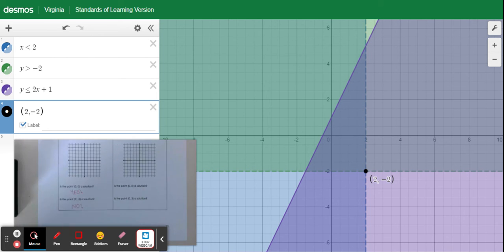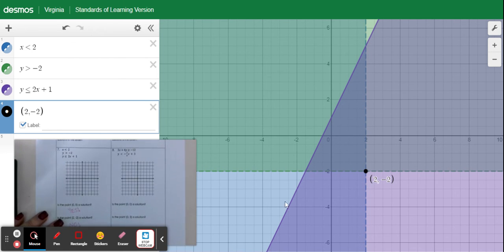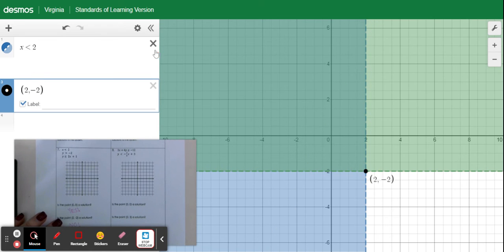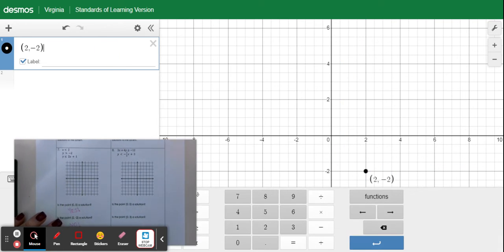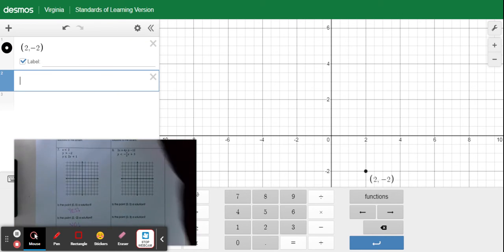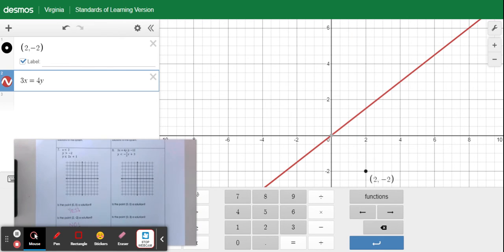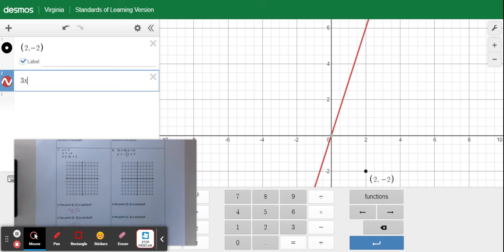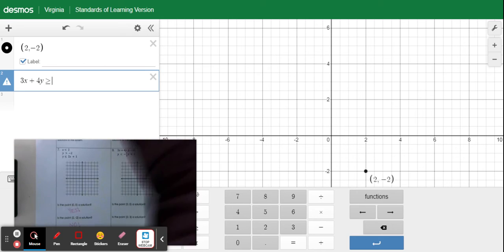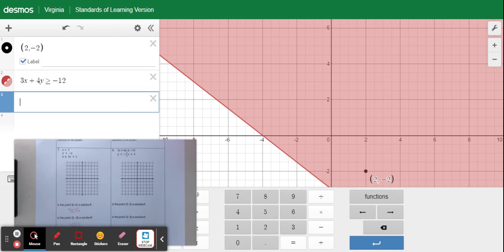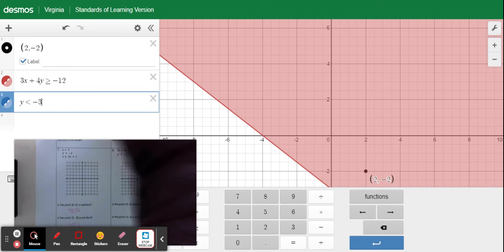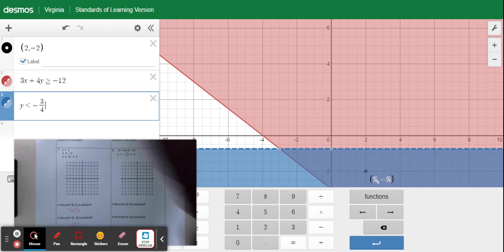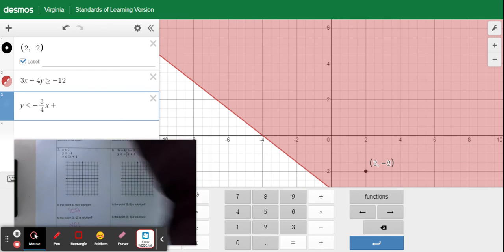Let's take a look at this last problem, and we're going to see if we can find solutions and non-solutions. I'm going to keep that labeled there. I've got 3x plus 4y is greater than or equal to negative 12. And then I've got y is less than negative 3/4 x plus 3.